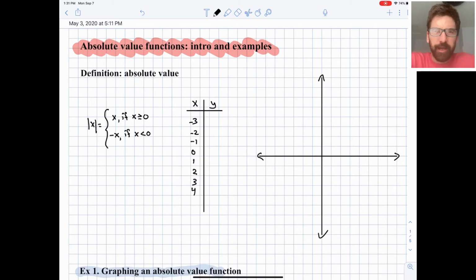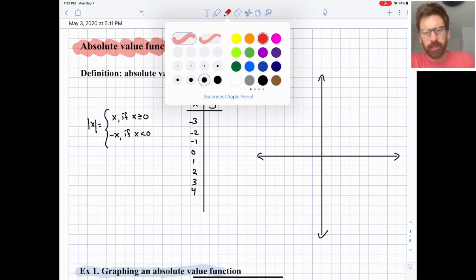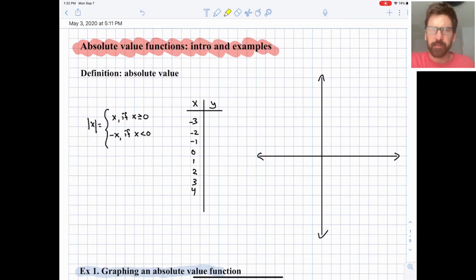All right, this is a video on absolute value functions, and we'll start with an introduction and then do a few solved examples. So I want to remind you of the definition of absolute value. It's a piecewise function, which means it has a couple pieces to it, or it could have more, but in this case it only has two.